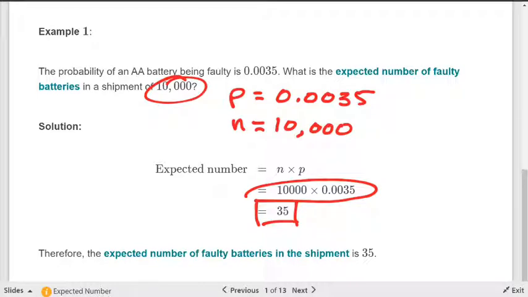So out of those 10,000, I can expect, now that's not a definite, right? But I can expect that 35 of them are going to be bad.